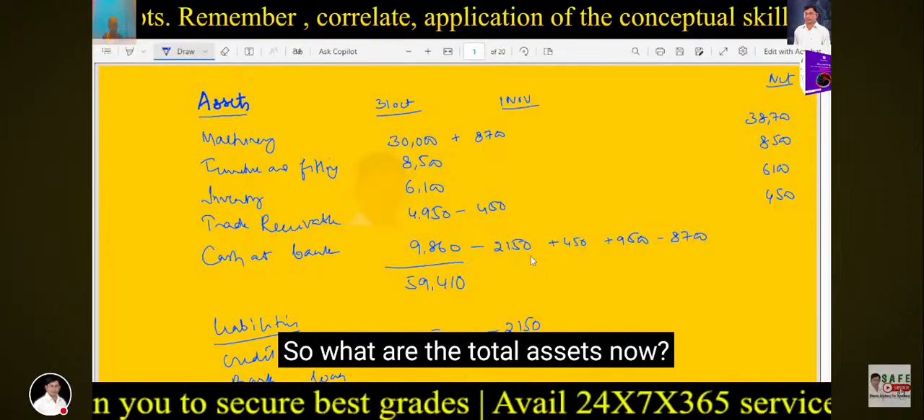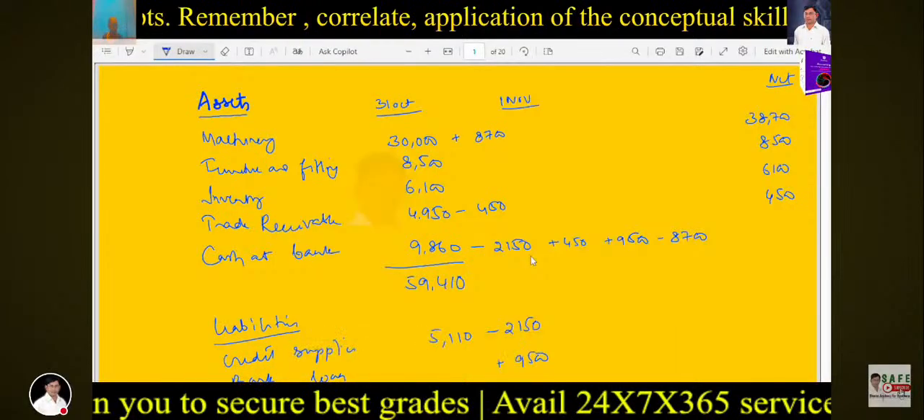So what are the total assets now? 38,700, 8,500, 6,100, 4,500, and 8,960, which totals 66,760.